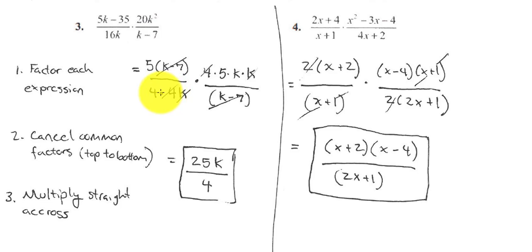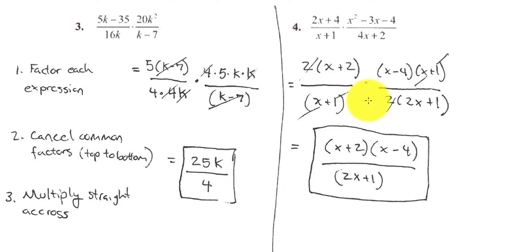Now, if you didn't like how I wrote this 4 times 4, you can leave it as 16. And you can actually just do 5 times 20, which is 100. So you'd have 100k squared over 16k. And when you reduce that, you end up with 25k over 4.